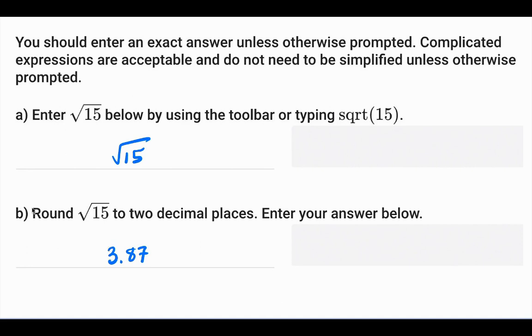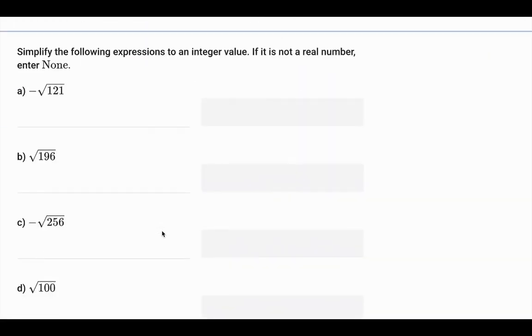So this is an important thing moving forward: when it's asking for an exact answer, give an exact answer. If you put it in as a decimal, it will be marked wrong, saying, no, that's not it. So let's practice simplifying these. Simplify it if it is an integer value. If it's not a real number, enter none.